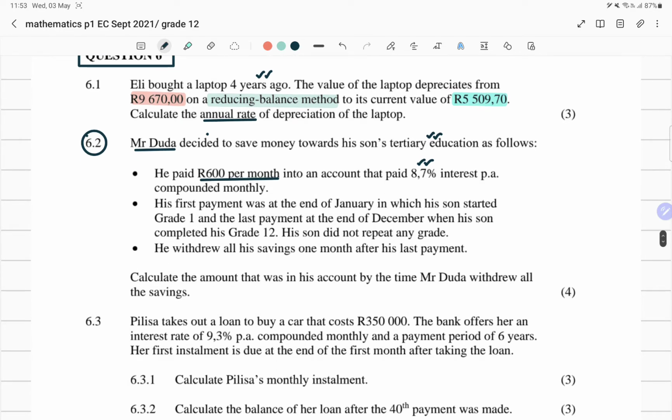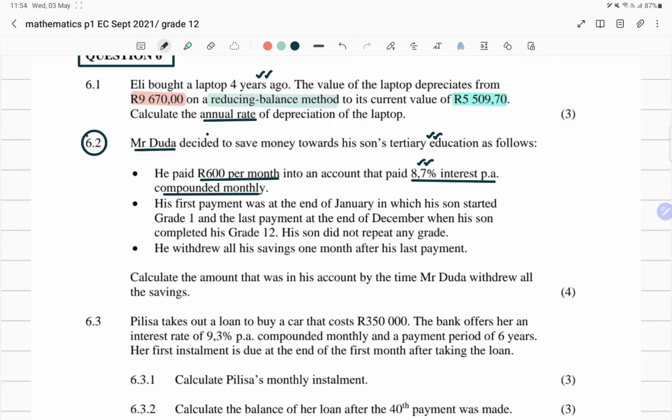All right, let's go on. So Mr. Duda decided to save money towards his son's tertiary education, okay? He paid 600 per month into an account that paid a rate of 8.7%, which is definitely, if you can get this in South Africa, you are the luckiest, because it's running around 2%. Standard Bank, I think it's around there. It's ridiculous. And then if you are lucky, go to the likes of Capitec and stuff. Maybe you might see some 5% if you're lucky. Yeah. But 8, I'm yet to see it. Okay, it's compounded monthly. So again, look at how it is compounded.